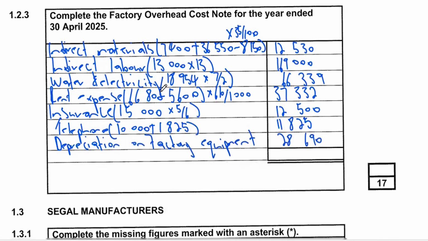Then we can calculate the total of our factory overhead cost. So we're going to say 12,530 plus 169,000 plus 66,339 plus 37,332 plus 12,500 plus 11,825 plus 28,690. Then we get our total of 338,216.